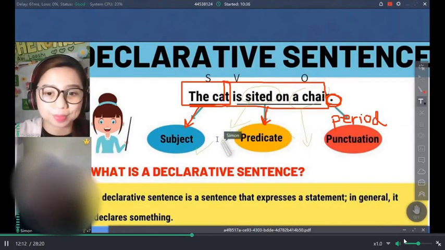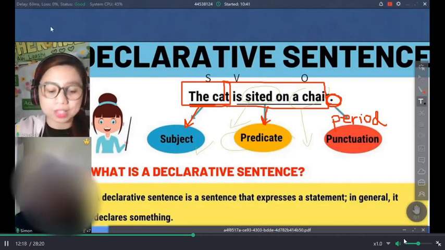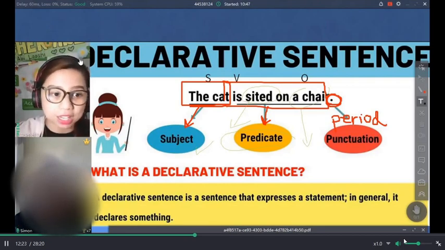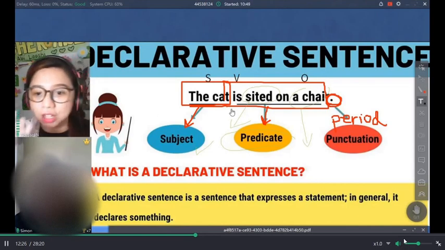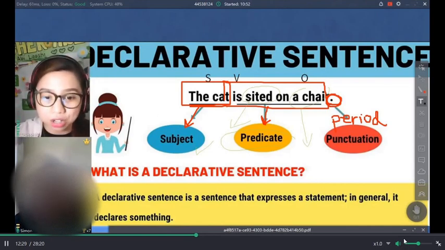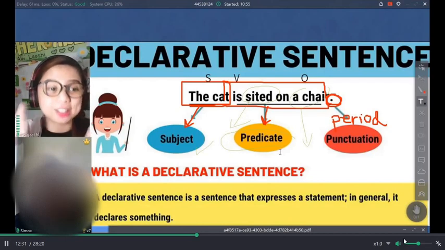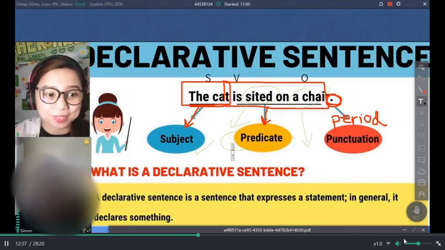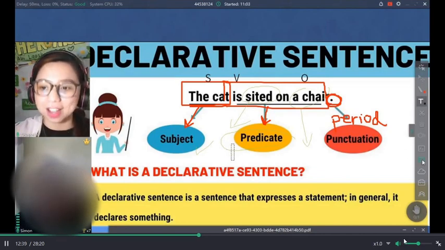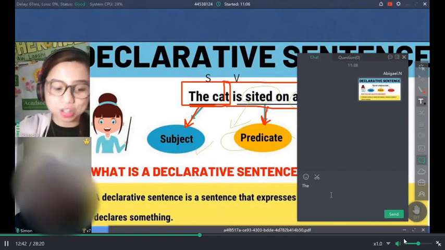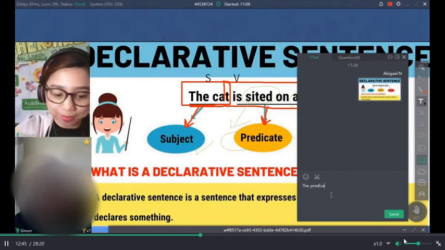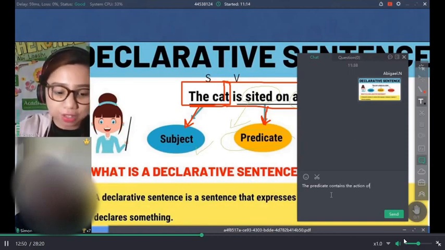Why is this called the predicate? Because when you say predicate, okay, it is the part that contains the action. It is the part that contains the verb. The predicate contains the action of the sentence.